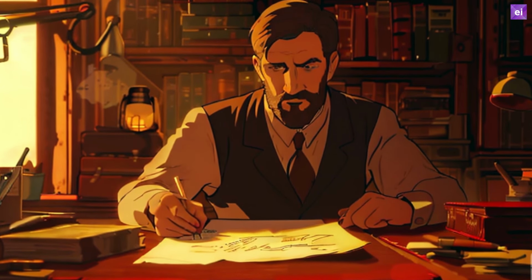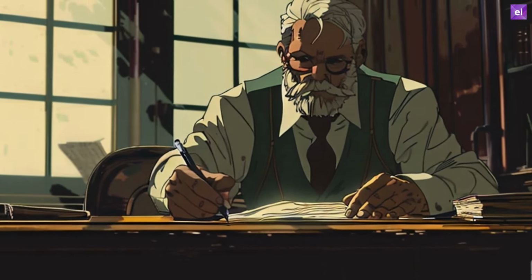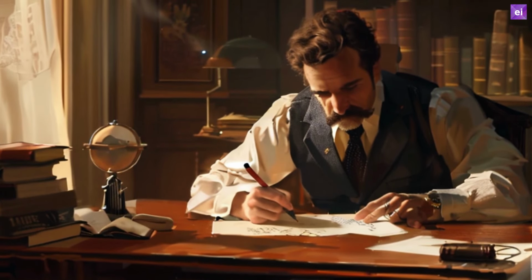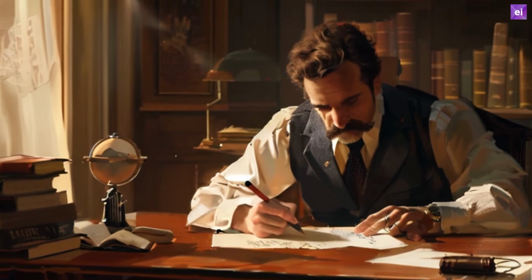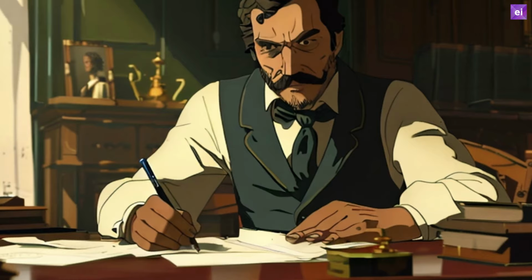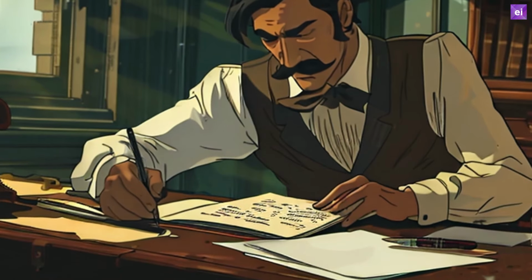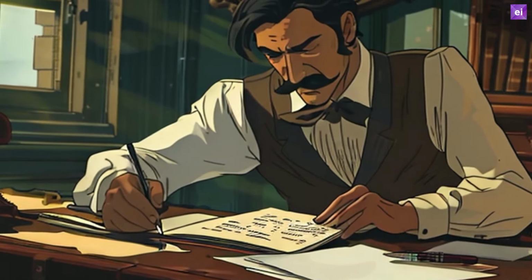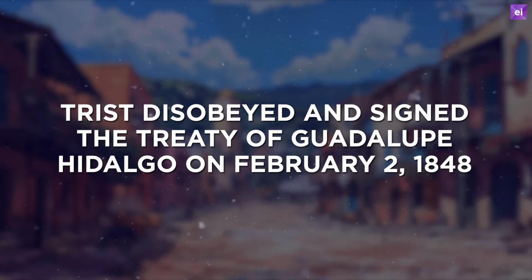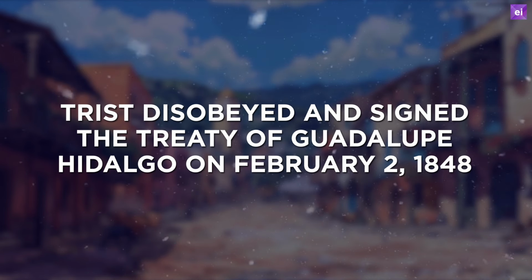Polk had assigned Nicholas Trist, the chief clerk in the State Department, to accompany Scott's forces and negotiate a peace treaty. However, due to delays in the formation of a new Mexican government capable of negotiations, Polk grew impatient and recalled Trist. Despite these instructions, Trist disobeyed and signed the Treaty of Guadalupe Hidalgo on February 2, 1848.